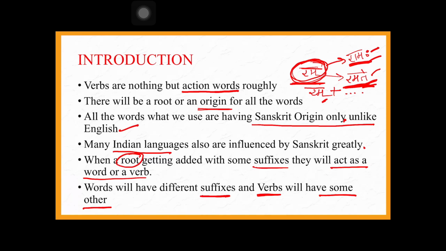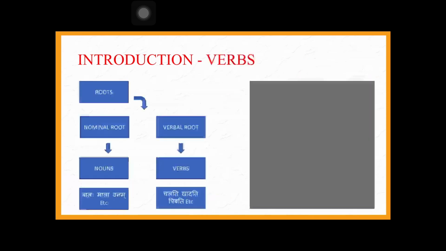Now we'll move on to the words. Here you can see roots, then nominal roots and verbal roots. Nominal roots will create nouns, verbal roots will create verbs. For example, balaha, mala, vanam, these kinds of nouns will come out of nominal roots, as well as chalati, khadati, pibati or gachati, whatever verbs you know, all of them will come from verbal roots. How? I'll write over here, you can see.